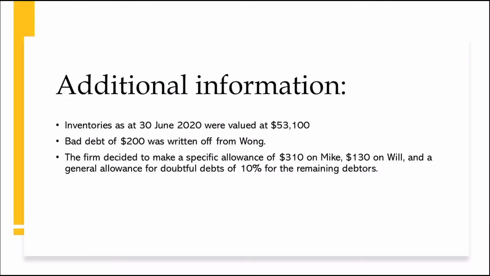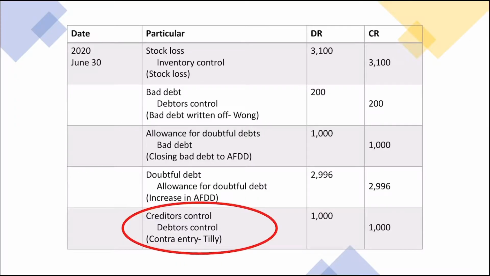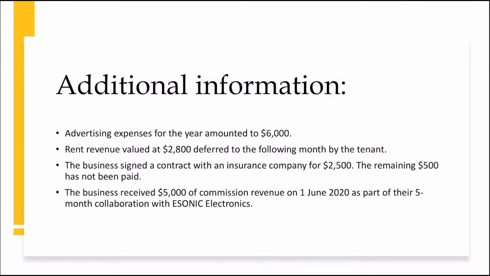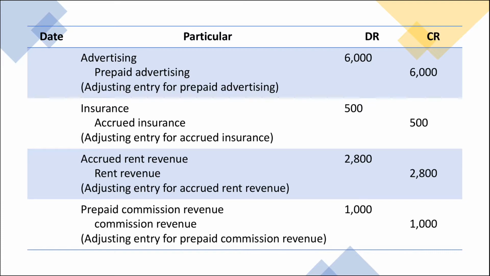I noticed an error of omission where the contract entry was omitted in the accounts, so I recorded it into the general journal where I debit CCA and credit DCA. I then proceeded to make adjustments for accruals and prepayments, which were all recorded in the general journal.